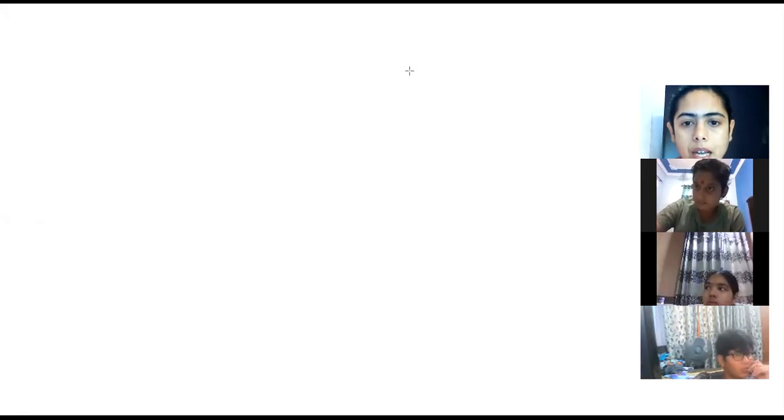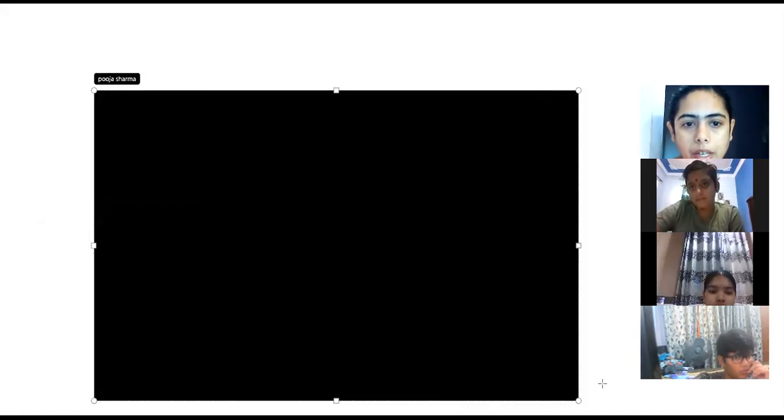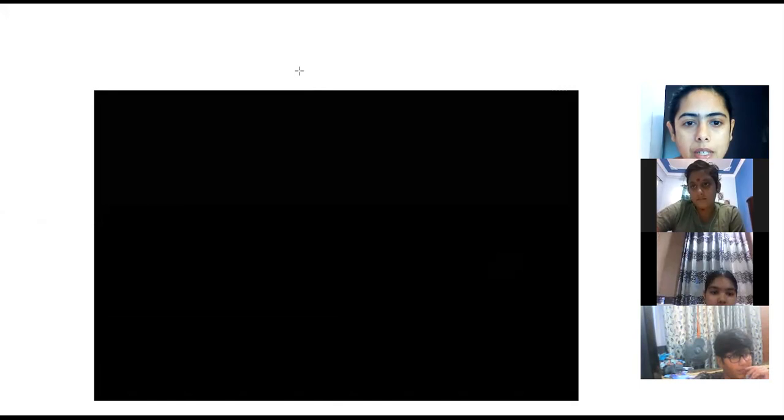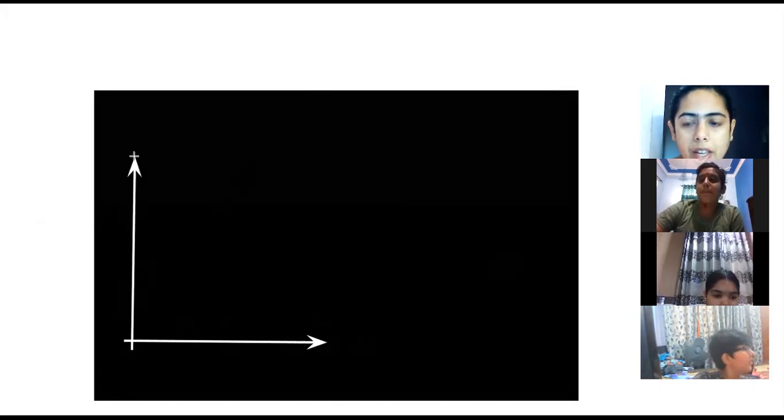I'm going to start with the velocity time graph from the beginning so that you all can get connected to the topic today. If anybody missed out the class, please attend the lesson very carefully. The recap one. So we are going to have two axes, one is x-axis, one is y-axis. We are going to draw the velocity time graph.